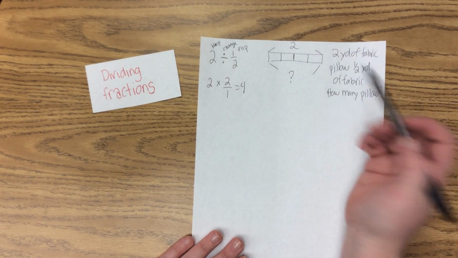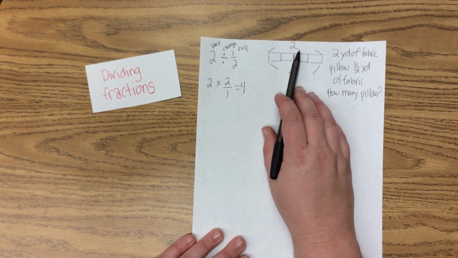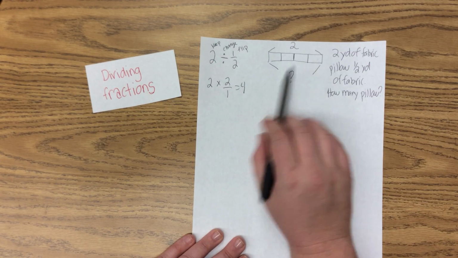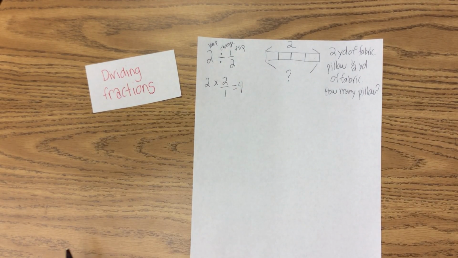So super basic. How many pillows can you make? That's what this tape diagram shows, right? It's 2 yards of fabric. Each pillow represents 1/2 a yard of fabric, and they want to know how many pillows you can make, which is 4. And again, you can check that with your division here.